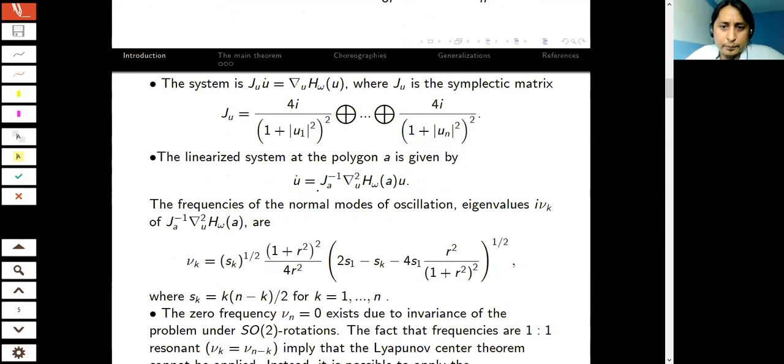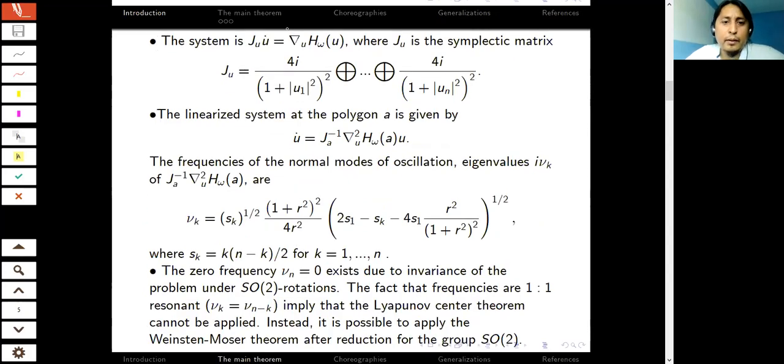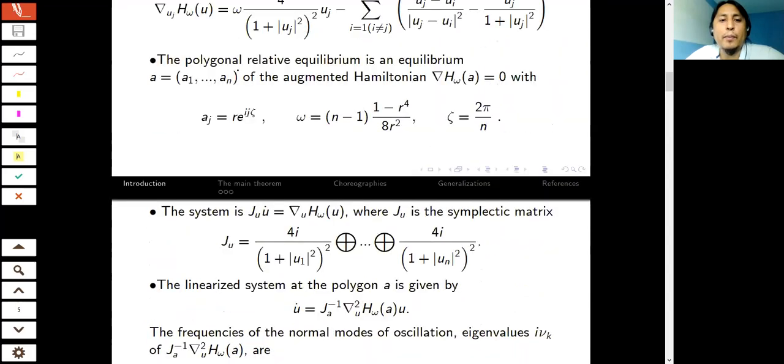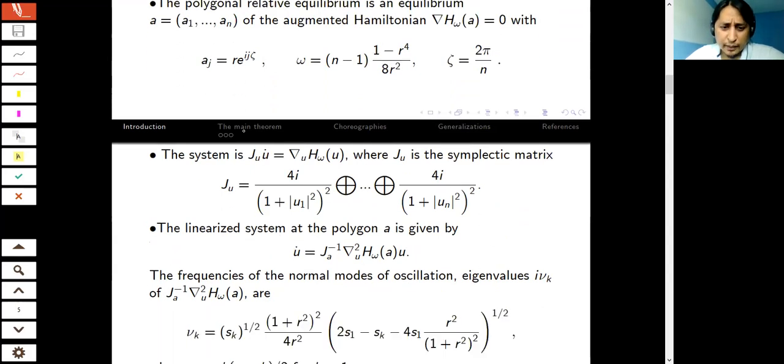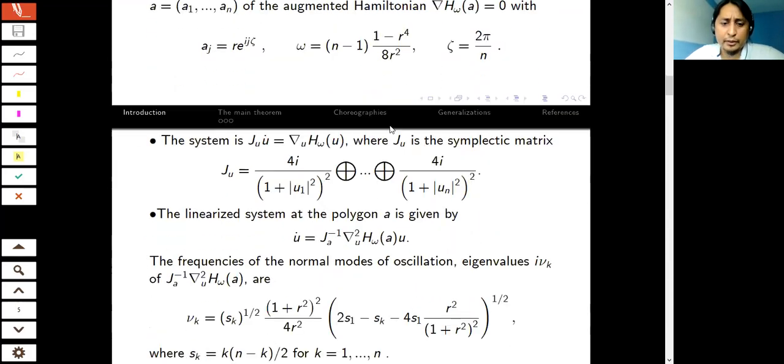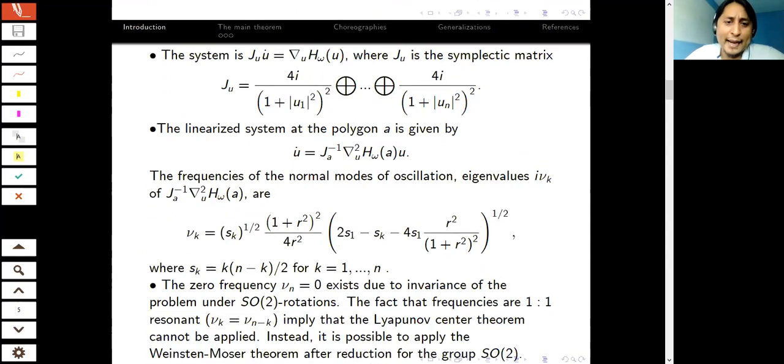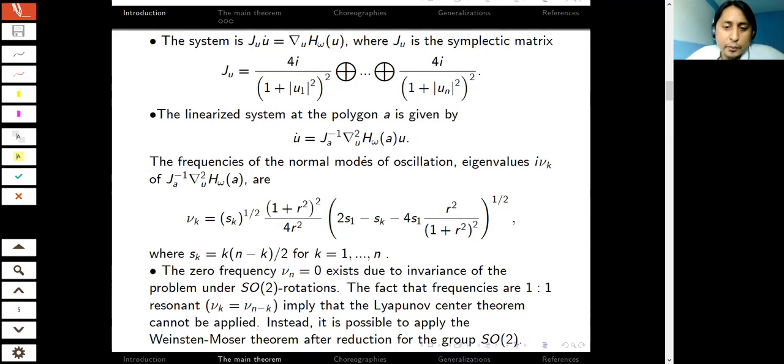Then once I have this system, I know that the polygonal relative equilibrium for this frequency with this radius is a critical point of h of omega. That means it's an equilibrium. So I can linearize this system at the polygon. And the linearization of this system at the polygon is very simple. It's just u dot equal to J of A times the Hessian of h of omega taken at A, where A is the polygon, and then this matrix applied to u.